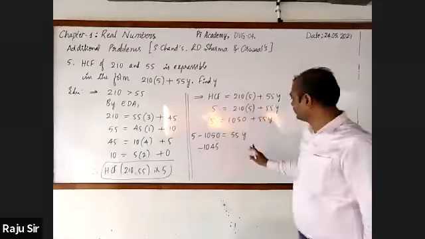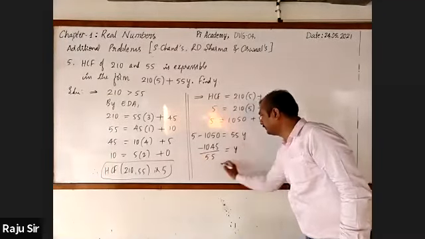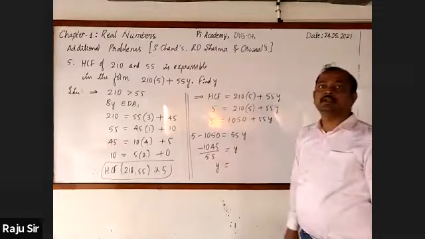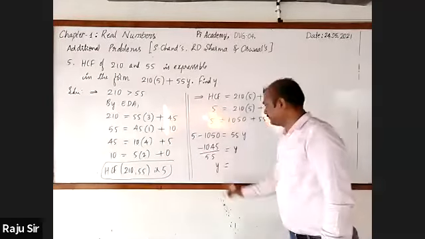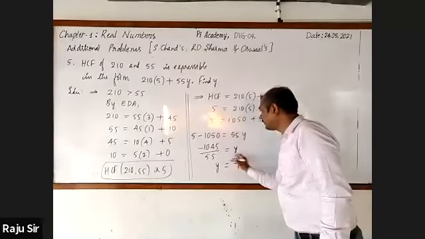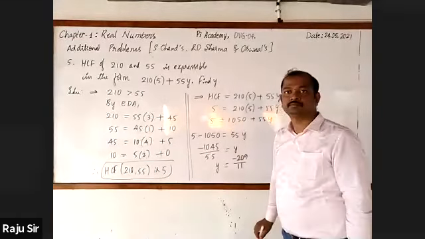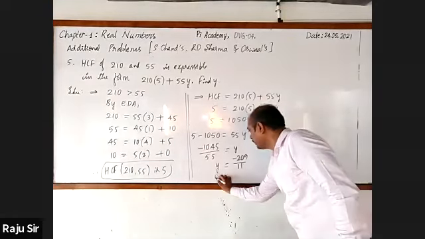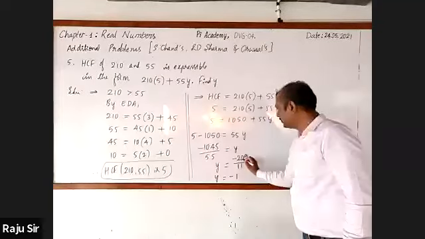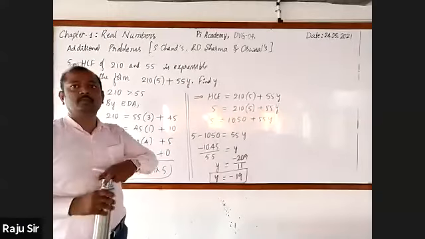Now transpose 55 to the denominator. This is equal to y. Then y is equal to minus 1045 divided by 55. Cancel it by 5: 5 ones are 5, 11 ones are 11, then 5 twos are 10, 4 is there, 0, 9s are. Now y is equal to minus 19. Y is equal to minus 19.